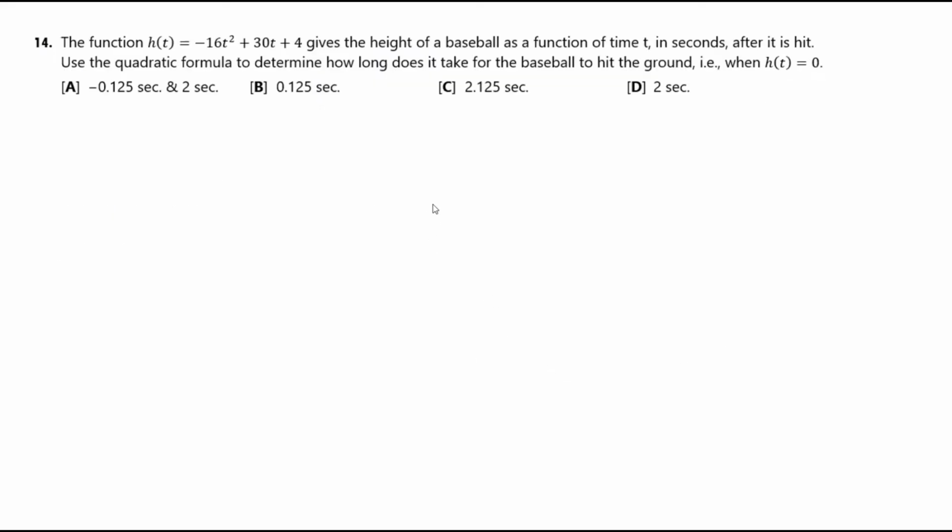Number 14, they give you a function, and that function gives you the height of a baseball as a function of time. They want you to use the quadratic formula to determine how long it takes for it to hit the ground. Remember, when it hits the ground, that means that the height is 0. So h is 0. So therefore, I'm going to set h equal to 0 first on the left side. Now I have to figure out what my a, b, and c are and plug it into the quadratic formula. So my a is -16, my b is 30, and my c is 4. So I'm going to plug that into the quadratic formula.